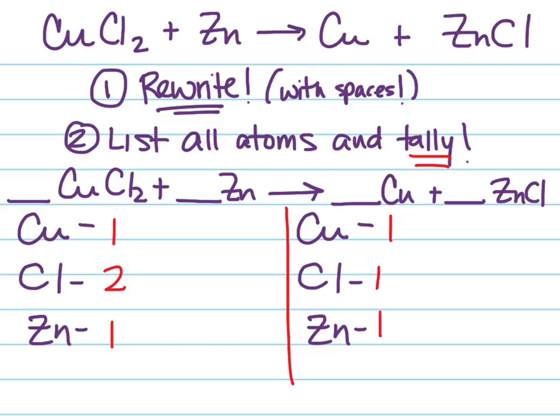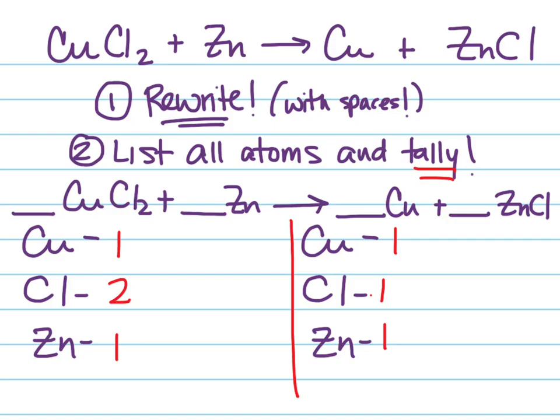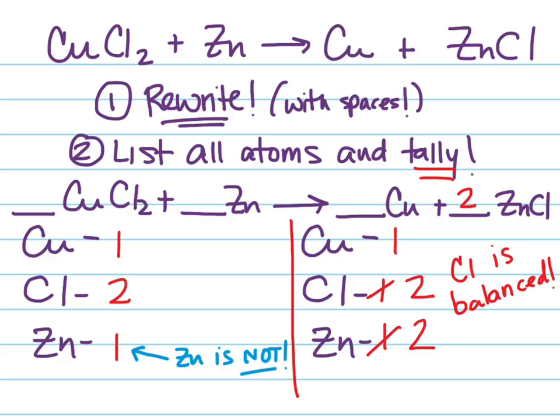Okay, what's next? So I'm going to start with the chlorine because everything else is balanced. If I am going to balance the chlorine, I'm going to need to have 2 chlorines on the product side. If I put a coefficient of 2 in front of the zinc chloride, what does that give me? Well, now I have 2 chlorine and I have 2 zinc. So the chlorine is balanced. Yay! There's just one problem. Zinc is now not balanced.